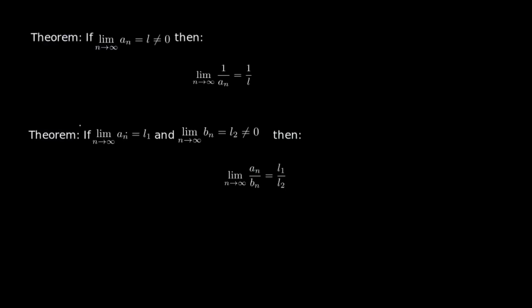Now we're going to have two very similar theorems that will be left as an exercise to prove. The proofs are very simple. The first one can be a bit more tricky because you have to prove that 1 over a sub n is bounded, but with the help that I just gave you, you should be able to prove it.